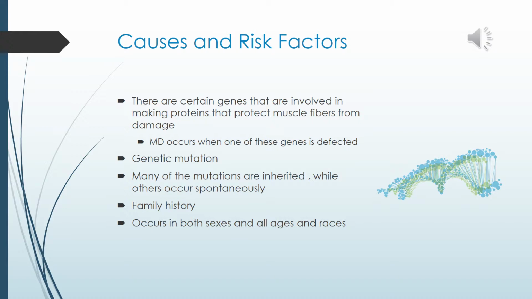So many of the mutations are inherited, while others occur spontaneously in the mother's egg or developing embryo. So the risk factor is mainly family history. So people with a family history are at a higher risk of developing the disease or passing it on to their children. And typically, muscular dystrophy occurs in both sexes, so boys and girls of all ages and races.